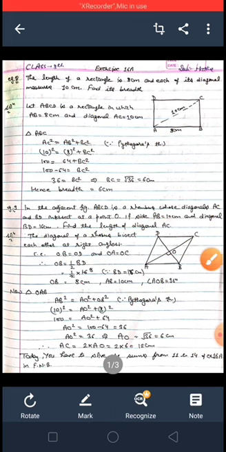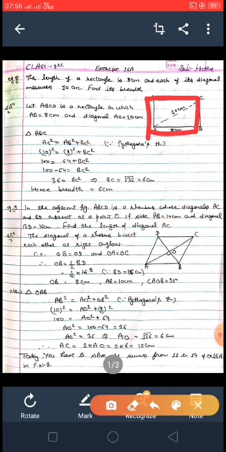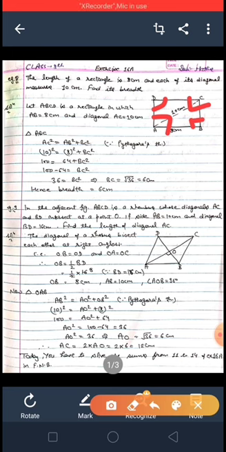Clear? Now for the solution, ABCD is a rectangle in which AB is 8 centimeter and the diagonal AC is 10 centimeter. First you have to write the complete information about the figure or the statements which are given. Now in the triangle ABC, applying the Pythagoras theorem, because in a rectangle each angle is 90 degrees, AC square is equal to AB square plus BC square. That is, the Pythagoras theorem: hypotenuse square is equal to base square plus perpendicular square.